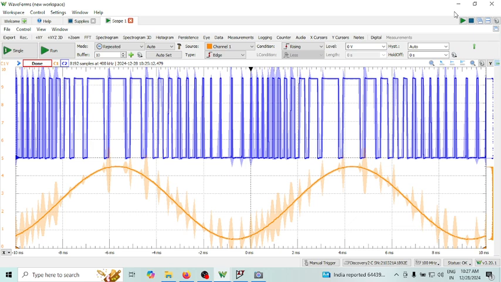Again, repeat that. And the last one is you apply a sine wave at the control voltage with DC offset, and you see this pulse width modulated waveform. And of course you can measure the maximum on time and the minimum on time. That's it.